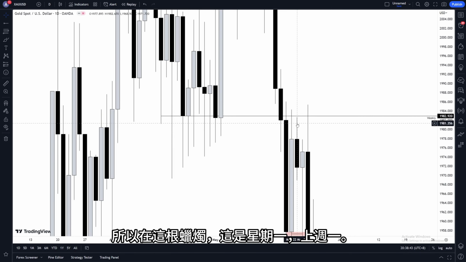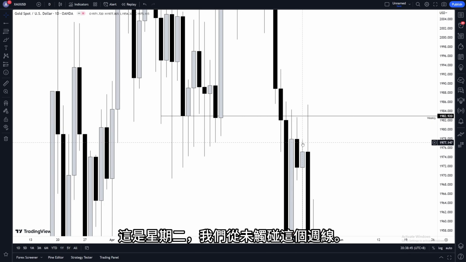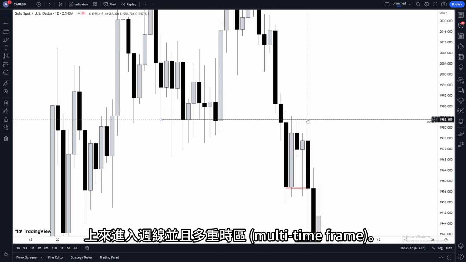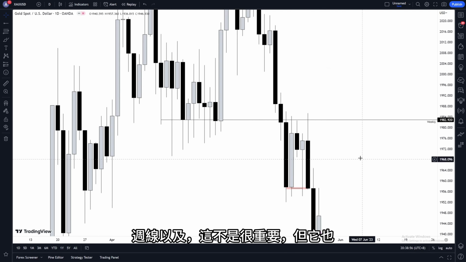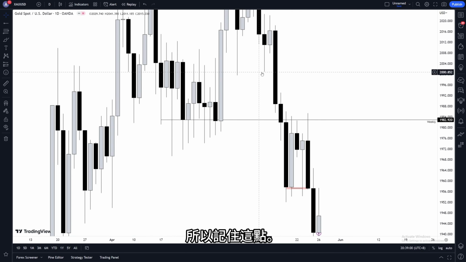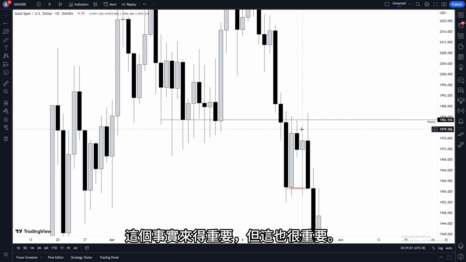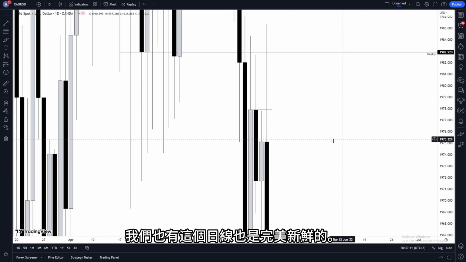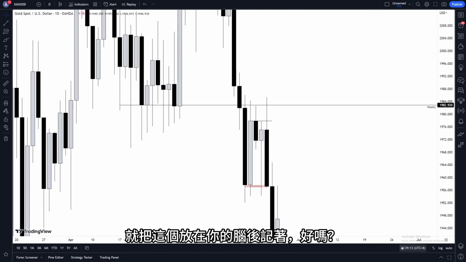So in this candle, this was Monday, last week Monday, this was Tuesday, we never touched this weekly. This weekly is perfectly fresh. And then Wednesday she comes up into the weekly and multi-time frame. Weekly and also this is not very important, but it's there as well. So keep this with you. It's not as important as the fact that we have touched into the weekly, but it's also important. We have this daily that's perfectly fresh as well. Just keep that at the back of your head.